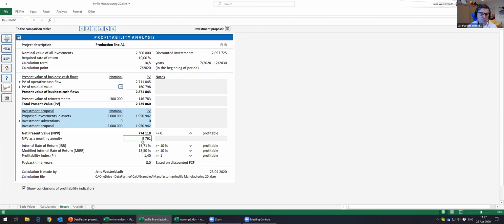So if the monthly annuity of the old machine is higher than for the new machine, then continue maintaining the old machine for as long as it's feasible. Or if the monthly annuity of the new machine is higher, then switch to the new machine as soon as possible. So it's very simple, and it's the only indicator you really can use.